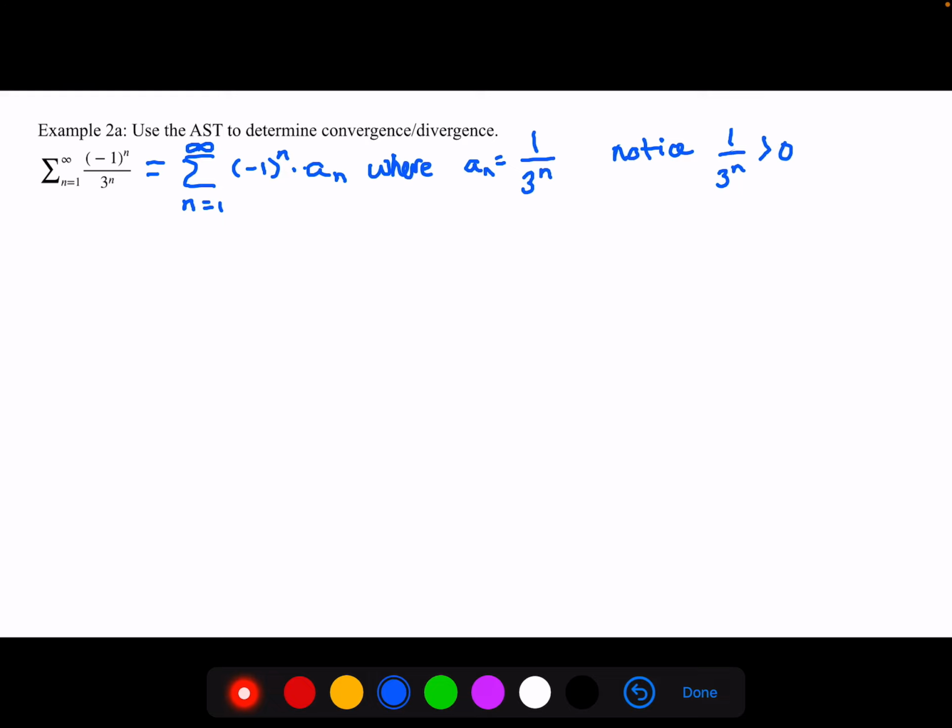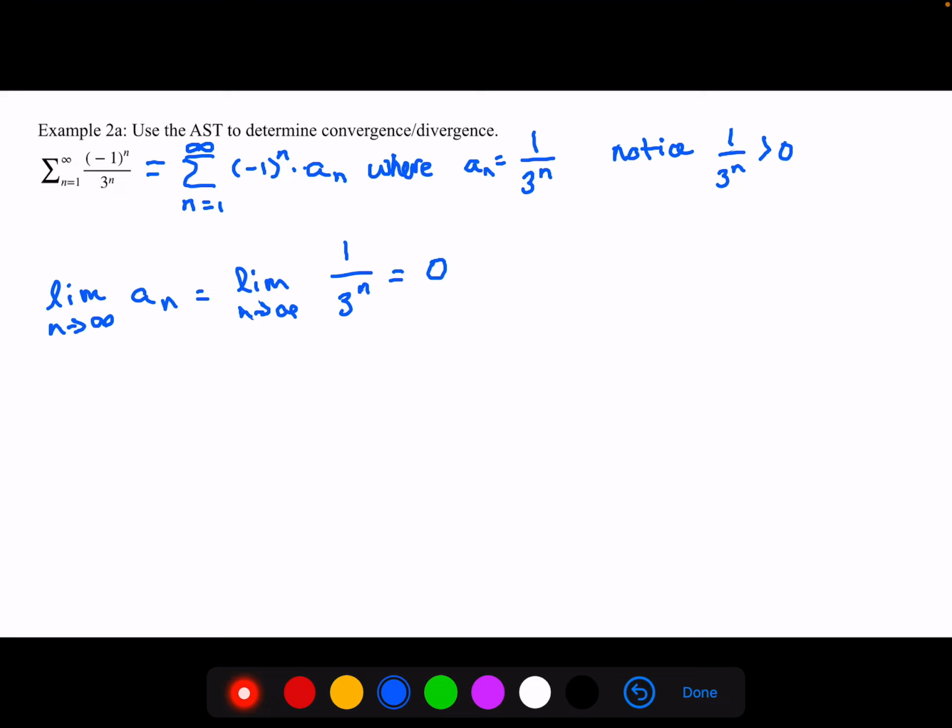In order to apply the alternating series test, we first need to look at the limit as n goes to infinity of a sub n. That is the limit as n goes to infinity of 1 over 3 to the n. And as n goes to infinity, 3 to the n also goes to infinity, so we have a 1 over infinity determinate type, which tends to 0.